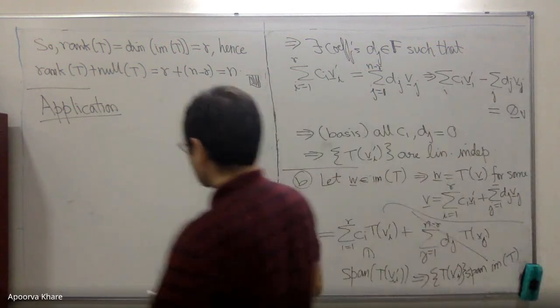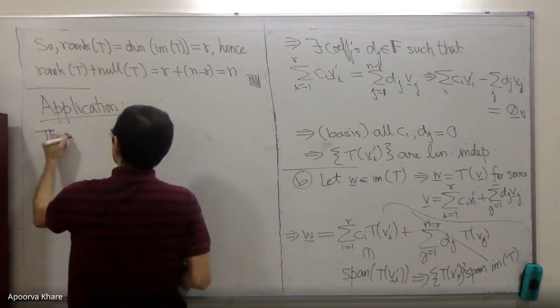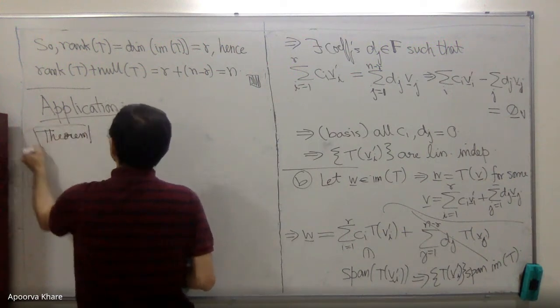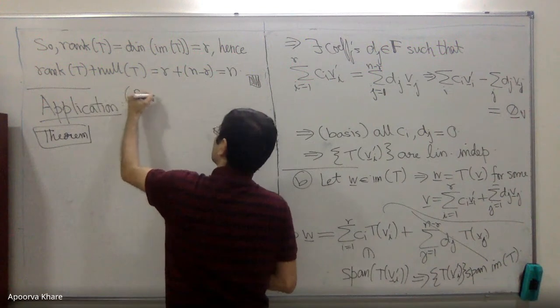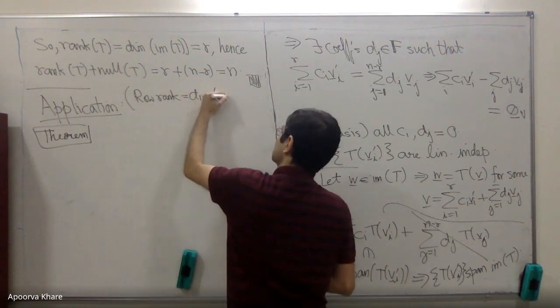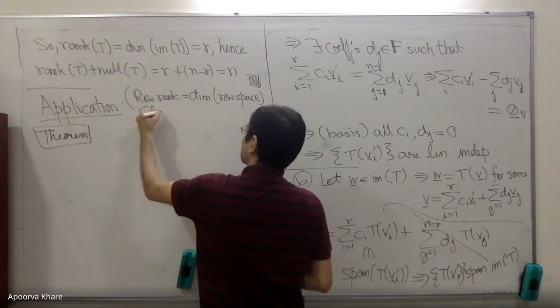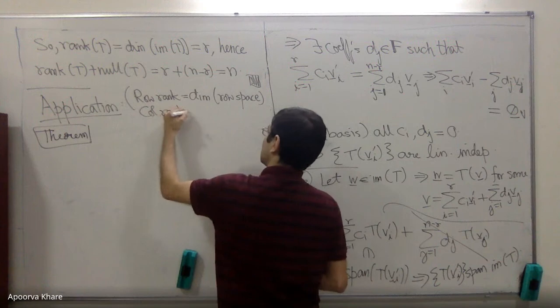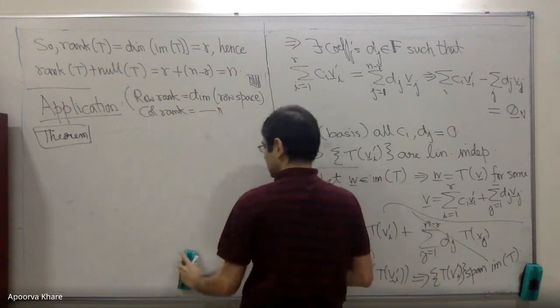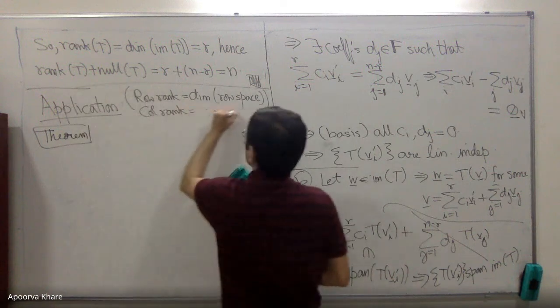So, theorem for all application. Theorem. So maybe I should remind you, row rank equals the dimension of the row space, which is the span of all the rows of a matrix, and column rank is the dimension of the column space. I won't write that. You can figure it out.